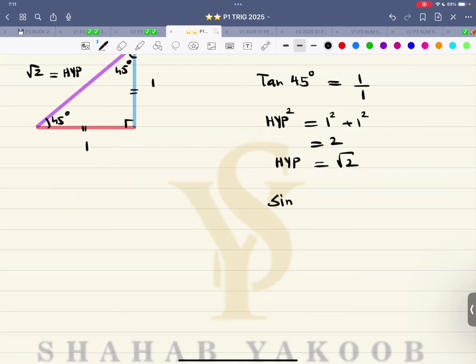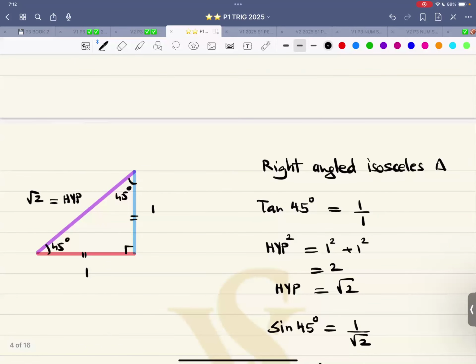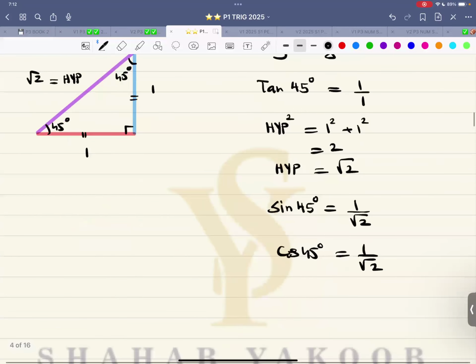Therefore, sine of 60, sine of 45, not 60, sine of 45 is 1 over root 2. Cos of 45 is also 1 over root 2. Now, these are the ratios that I have for right now.